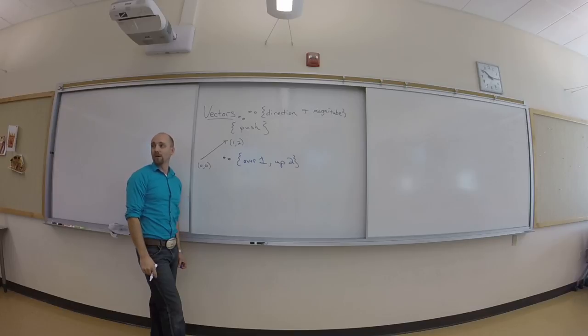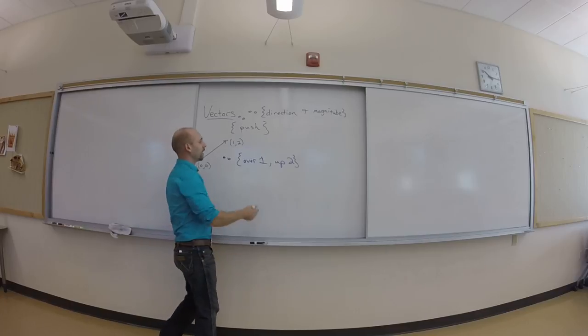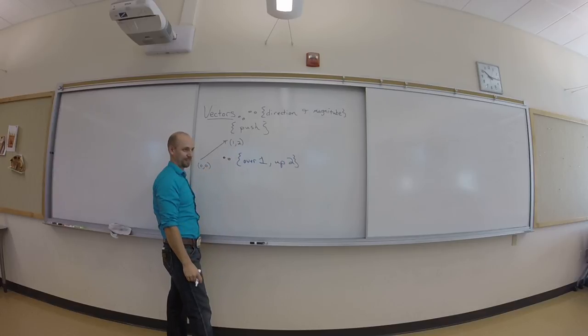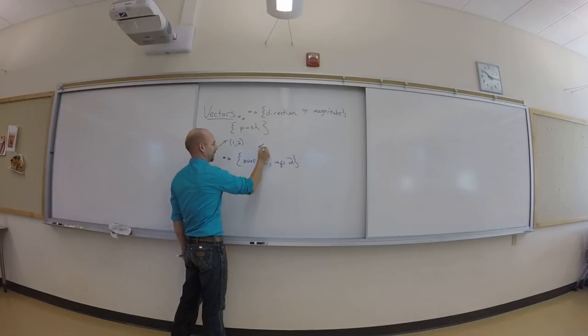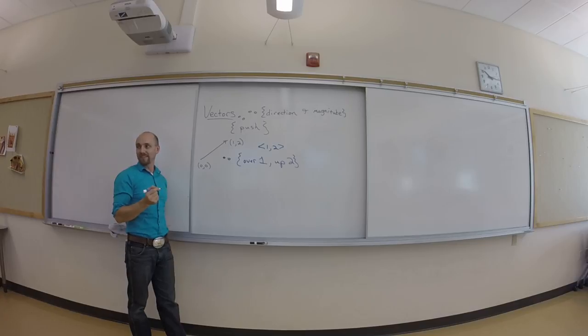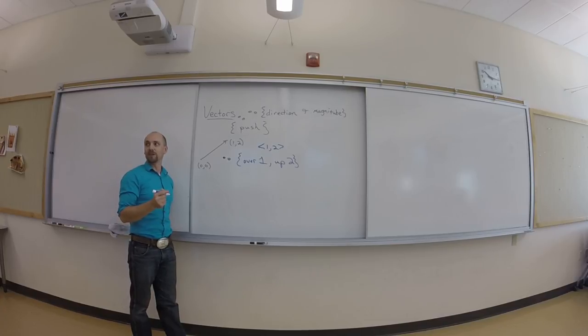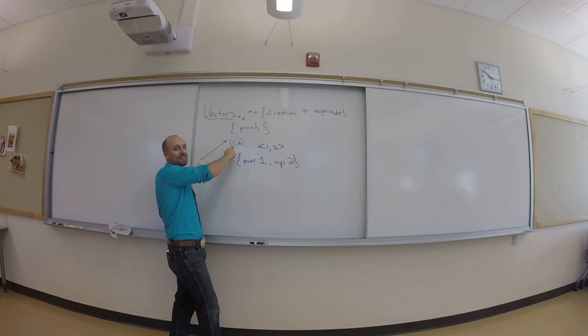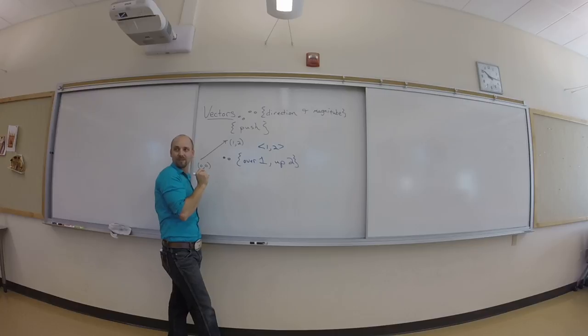If I want to denote over 1, up 2, there's a couple of ways I can do that. One of the ways is I'm going to literally take the point I ended up at from 0, 0, and slap some different brackets on it. Fancy pointy brackets mean that this thing's a push, not a point. So this is the thing that pushes over 1, up 2, just like this is the point that sits at over 1, up 2.